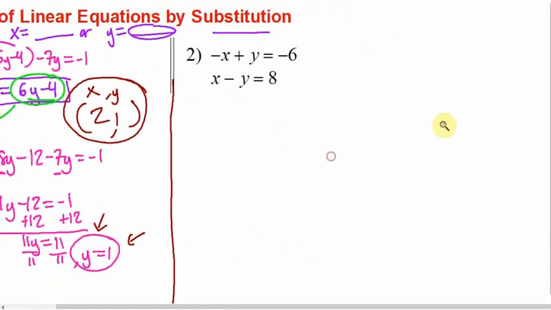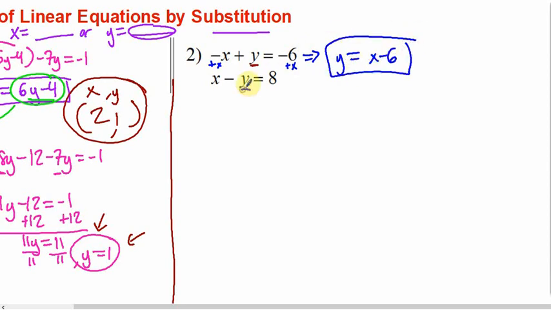So again, we want to solve for either x or y. Let's switch it up this time. Let's solve for y. Right here we can solve for y by getting rid of the minus x by adding x to both sides. So we'll get y equals x minus 6.